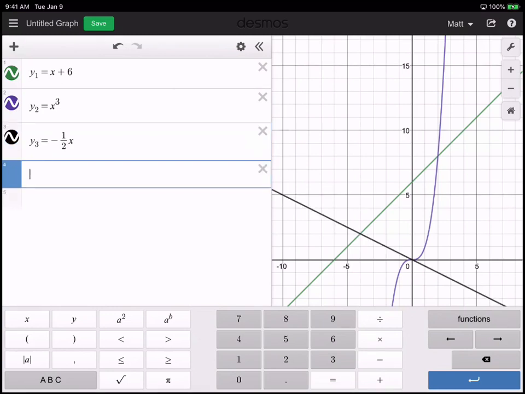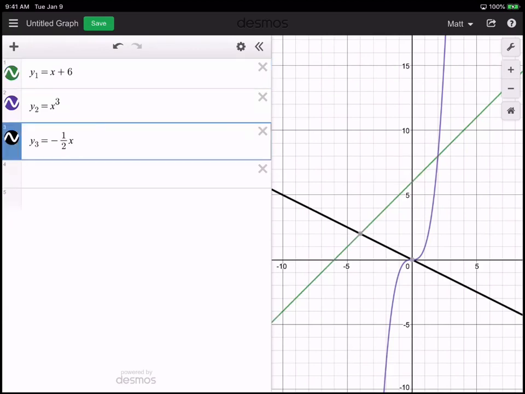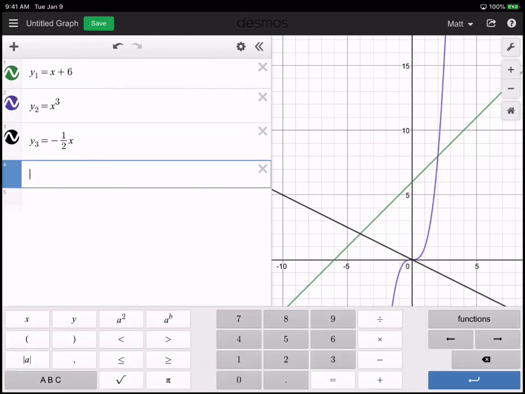Now, I actually want to shade this region because as you look, the top function is always this one right here in green, the x plus 6. On the first little interval, the black function, or negative 1/2 x, is on the bottom. And then for the second little part, the x cubed, the purple function, is on the bottom. And so this is actually going to end up being two separate integrals. And I want to show you how we can shade this.